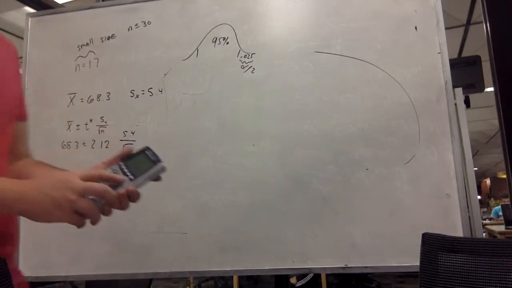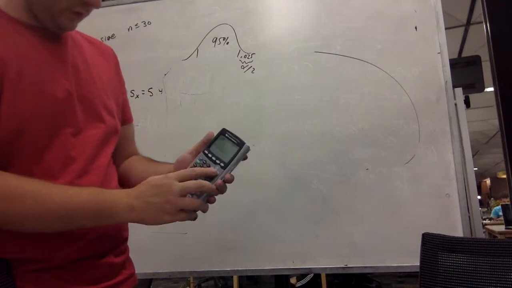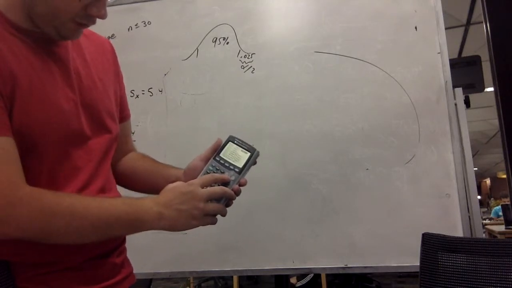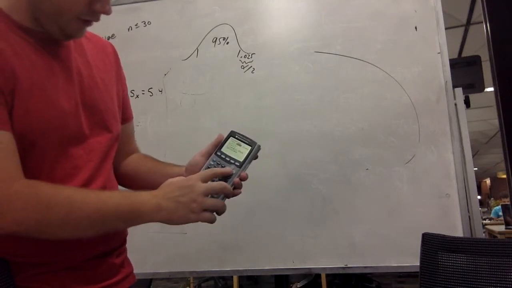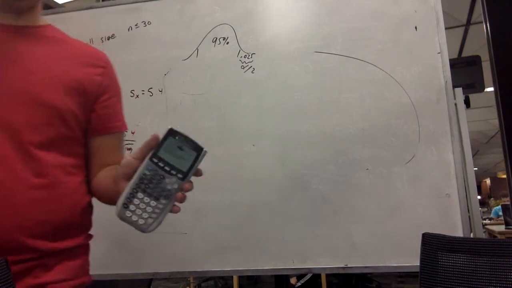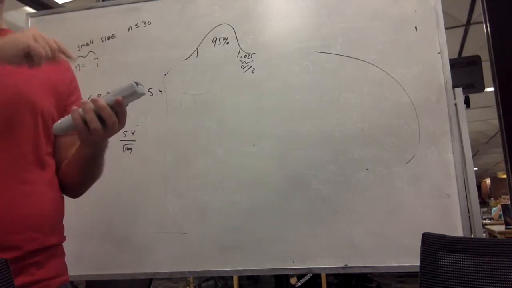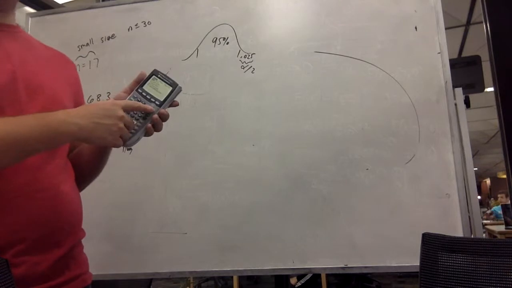Same thing as before. Go to Stat, over to Tests, and down to T Interval. There are two ways to input: Data, if you have a list, or Stats. If you have a list, you'd have to create one, so don't do that.